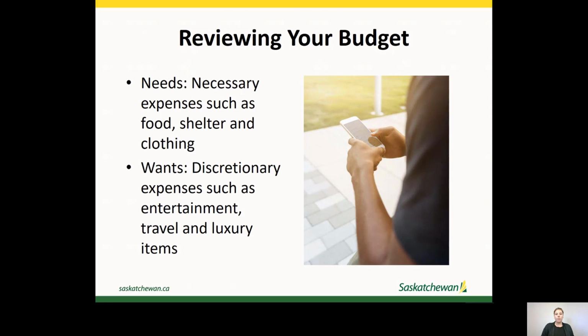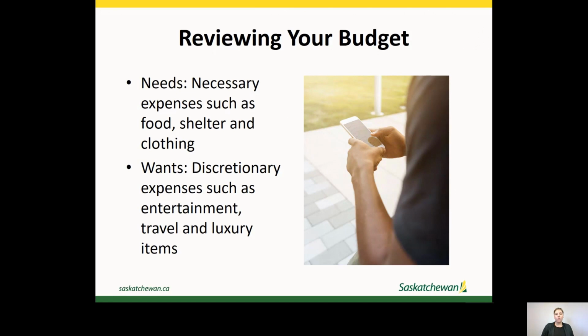When you are trying to reduce spending, it can be helpful to divide your expenses into needs and wants. Needs are necessary expenses such as food, shelter, and clothing. Wants are discretionary expenses such as entertainment, travel, and luxury items. Every family's wants and needs will look a little different.